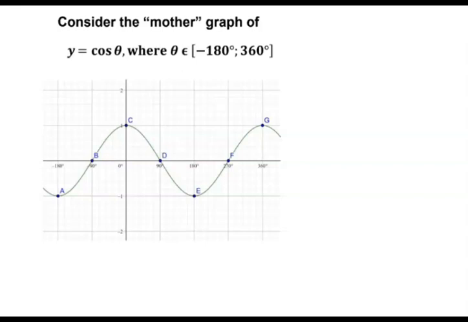Let us consider the basic cos graph, which I like to call the mother graph, because from the cos graph we can derive many other cosine-like graphs. If you look at the graph here, we have labels associated with it, and we notice at 0 degrees we have a value of 1, at 90 degrees we have a value of 0, and so forth. On the next page we will look at the period and the amplitude, etc.